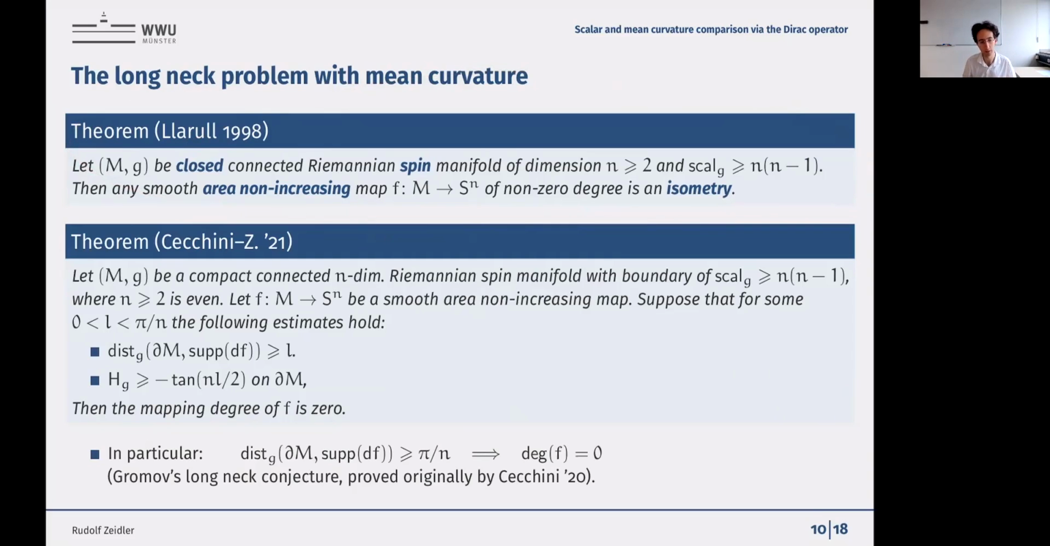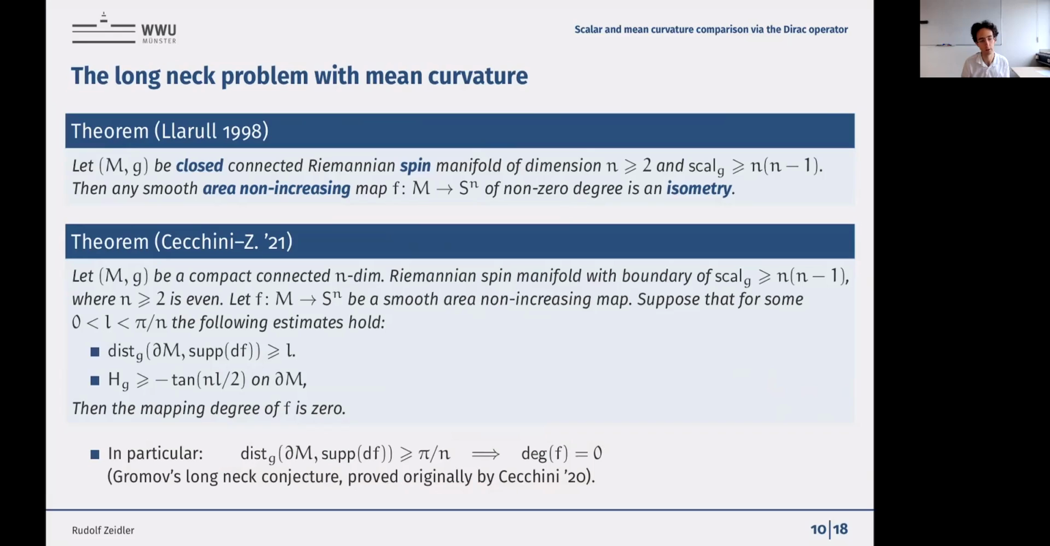And in particular, what this means is that if the distance that we have here is too large, so it's larger than pi over n, then the mapping degree must be zero, independently of any assumption of the mean curvature. And again, this follows because this expression here goes to minus infinity as L approaches the critical threshold of pi over n. And in fact, this implication here is the question that Gromov asked whether it holds.